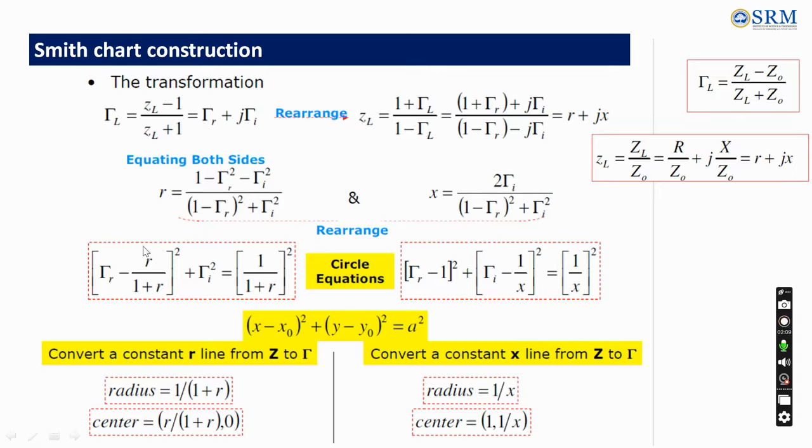I told you there are two circles in our chart. One is the resistance circle, the other one is the reactance circle. The resistance circle has the center at R divided by 1 plus R comma 0. There is no Y naught term here, whereas the radius is 1 divided by 1 plus R. Similarly, for the X circle, the center is 1 comma 1 by X and the radius is 1 by X.